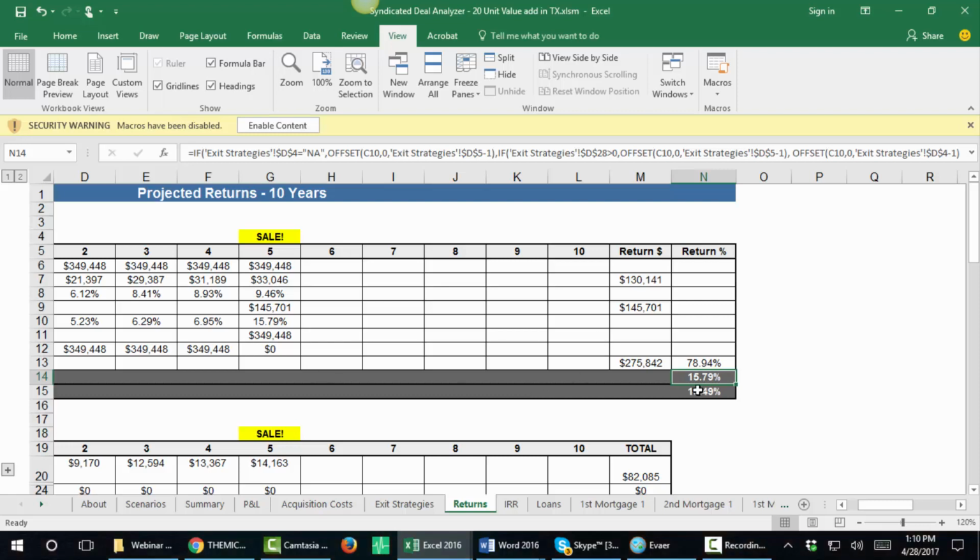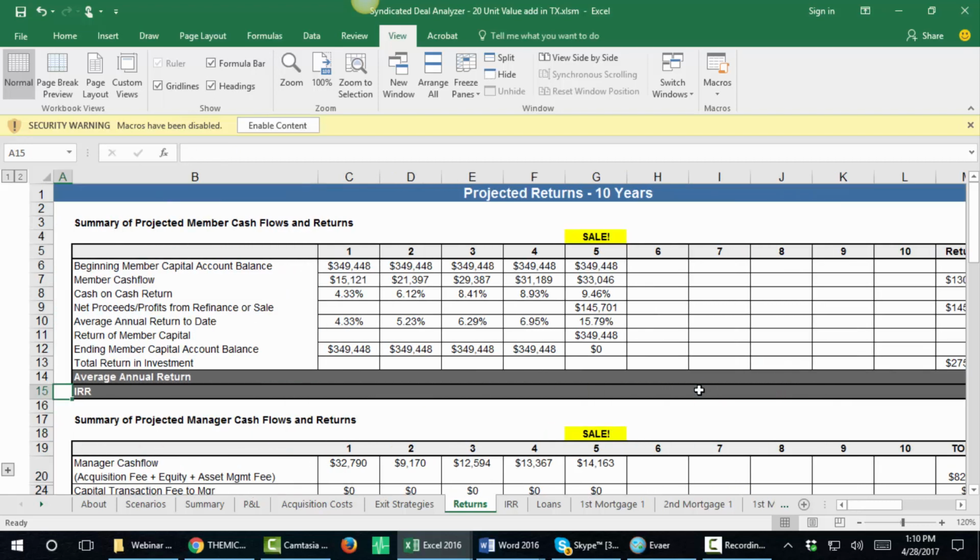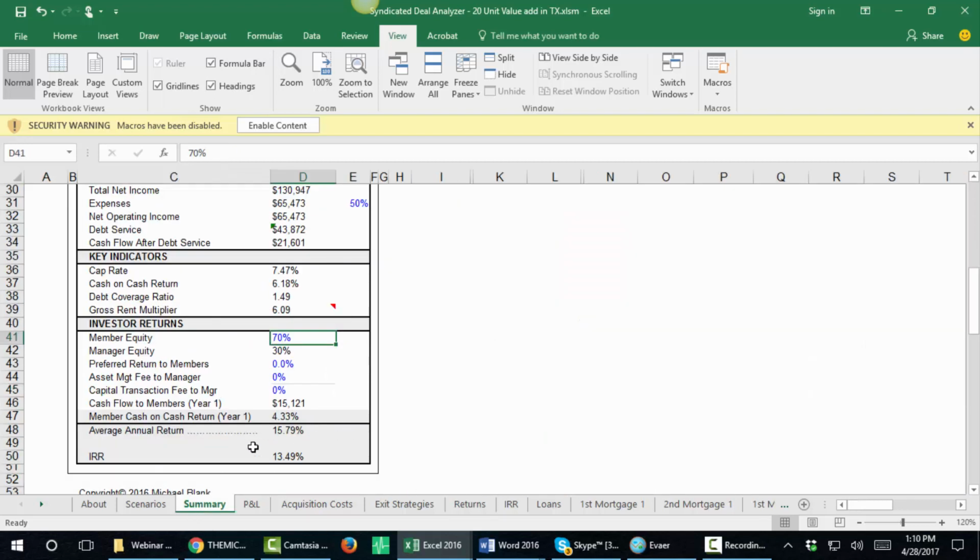Now, you might see the IRR here, this IRR thing, the internal rate of return. I also have it here, the internal rate of return. What is that thing? Well, that is actually a more accurate measure of return, and the sophisticated investors actually prefer it because it takes into consideration cash flows in, cash flows out, as well as the value of time and the impact of that on money.